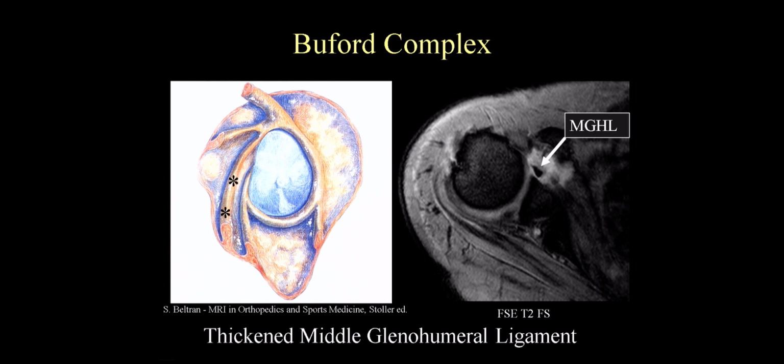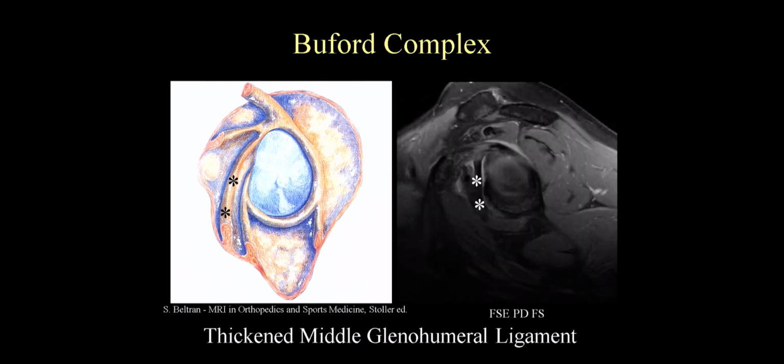There's a superior, middle, and inferior. The middle glenohumeral ligament comes very closely aligned along that superior labrum. And this is what it's going to look like on a sagittal view: just a very focally thickened ligament and absent attachment.